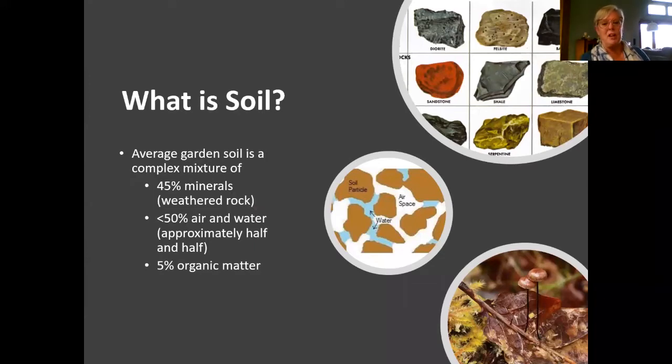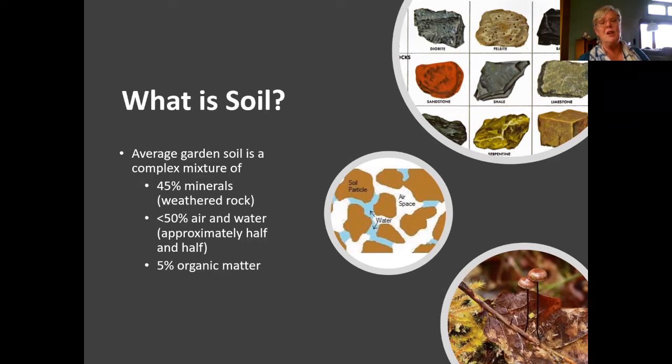So the average garden soil is composed of approximately 45% weathered rock, minerals, the finer stuff that you see in the soil that you can get your hands in and work. 50% should be air and water, which is approximately the other half, especially where your roots are growing. And in the best case, you have approximately 5% organic matter.